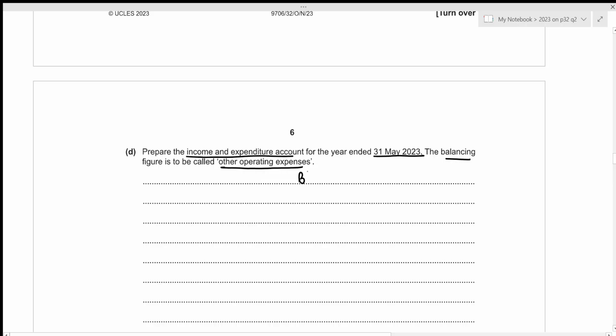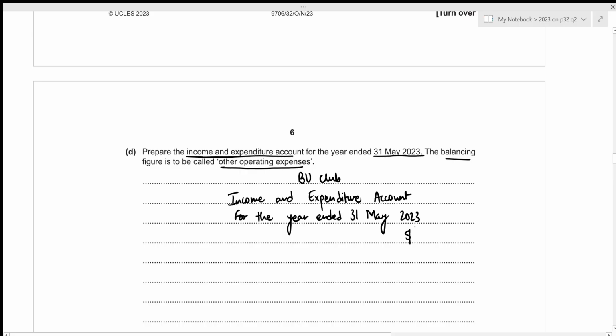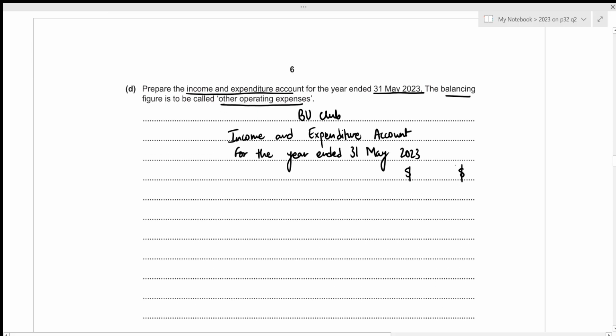Okay, this is for BU Club. And this is the income and expenditure account. And this is for the year ended 31st May 2023. Okay. We can start with our income section. And the very first income is just going to be subscriptions for the year.